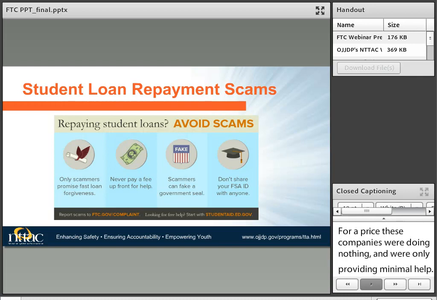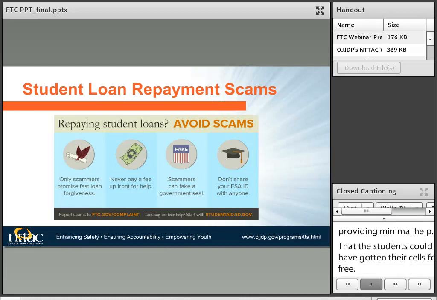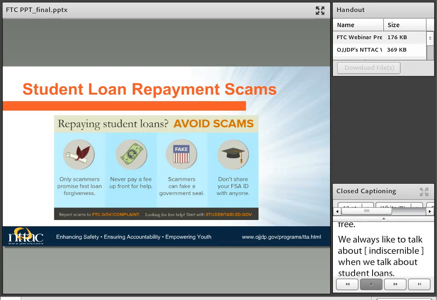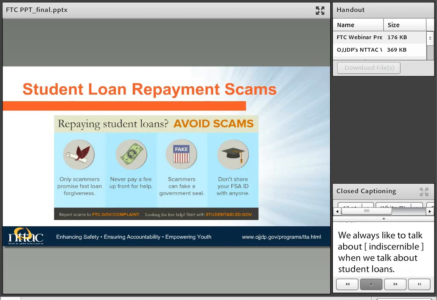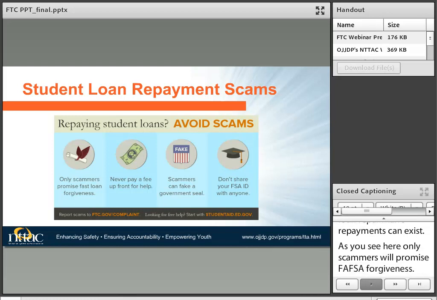So we always like to talk about these tips when we talk about student loans to make sure that folks are aware that these student loan repayment scams exist and to look out for the signs of them. So as you see here, only scammers will promise fast loan forgiveness. You should never pay a fee up front for help. Scammers can fake a government seal.